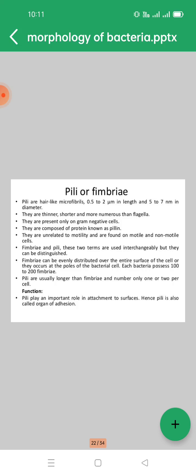Next, the function of pili and fimbriae is they play an important role in attachment of the cell. So they are the adhesion organ. For attachment of a cell, these are the organs of adhesion, whereas flagella is an organ of locomotion. So pili is an organ of adhesion.